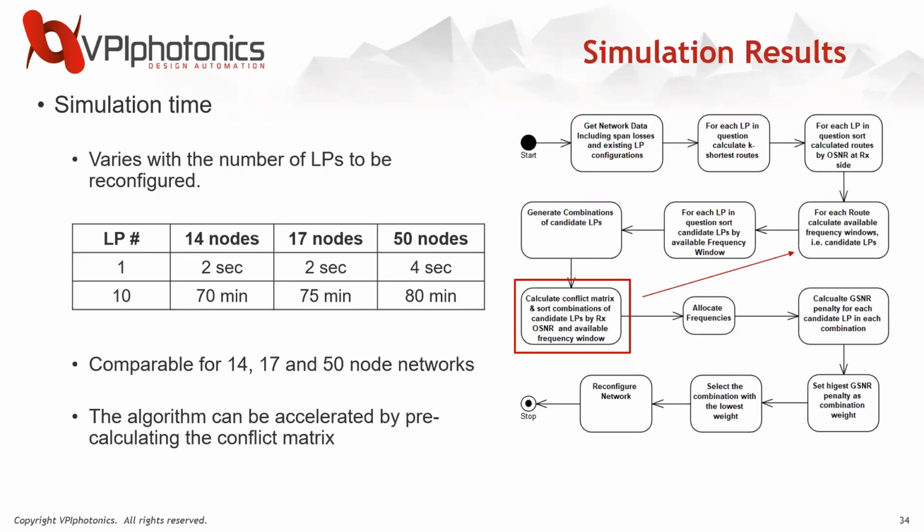A problem, however, is the significant growth of simulation time with the increase of light paths in question, when candidate light paths share available frequency ranges. It is impossible to simulate separately smaller subgroups of light paths in such a case. As a result, the number of combinations to be analyzed becomes very large. Currently, a lot of time is wasted because the conflict matrix is recalculated for each light path combination. Our preliminary estimates show that simulation time reduces significantly by pre-calculating the conflict matrix.